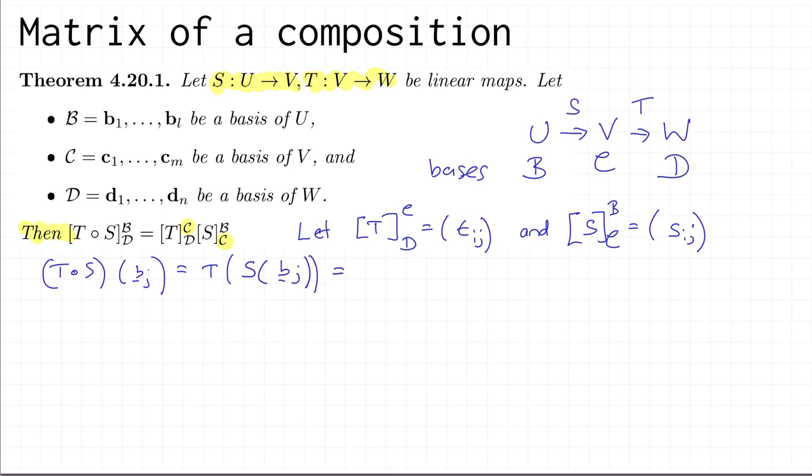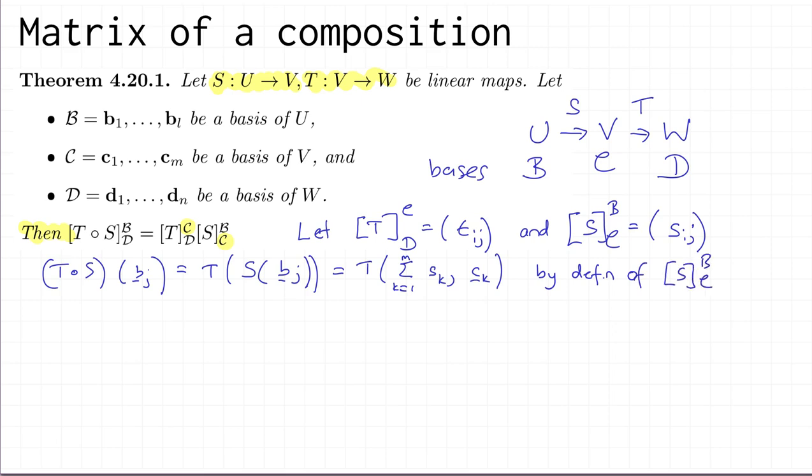And since we have some notation for the elements of the matrix of S with respect to initial basis B and final basis C, I can rewrite S of Bj in terms of the S's. So this will be the sum from, let's say, k equals 1 up to m of Skj times Ck. So that's just an instance of the definition of a matrix of a linear map. So if you're not quite sure where that came from, go and look up the definition of the matrix of a linear map. Okay, so this is by definition of the matrix of S with respect to initial basis B and final basis C.